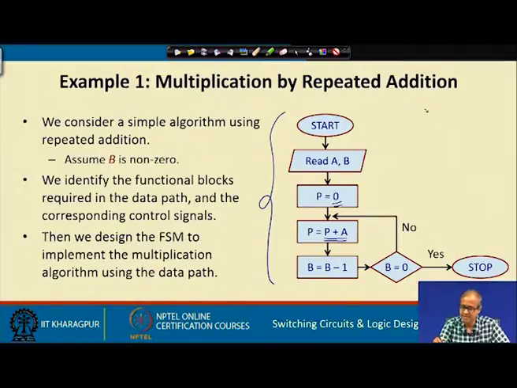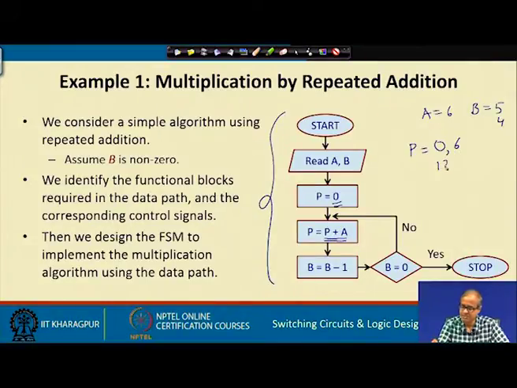Right. So, as I said, if A is 6 and B is 5, then first P is initialized to 0. First we make P equal to P plus A. So, P becomes 6, B is decremented by 1, B becomes 4. B is not 0, no, so you go back, again P equals P plus A, you add A to P.